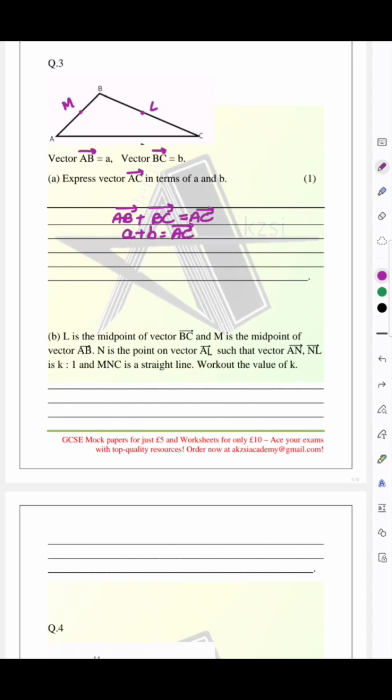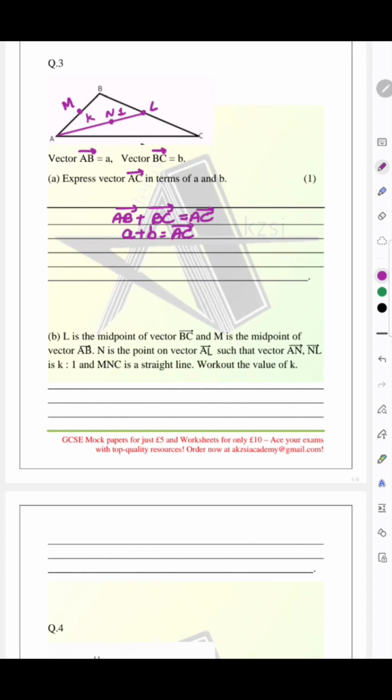Work out the value of K. L is the midpoint of vector BC, this one. And M is the midpoint of vector AB. Similarly, there is a point N on vector AL, so we just have to connect A and L like this. N is the point on AL such that AN ratio NL is K ratio 1. And MNC is a straight line.